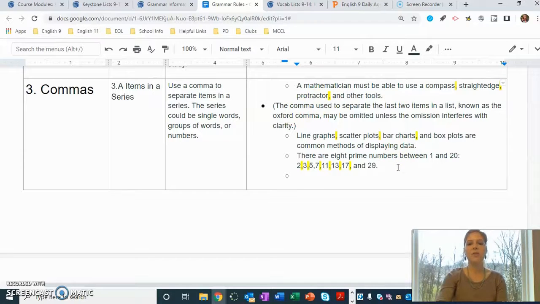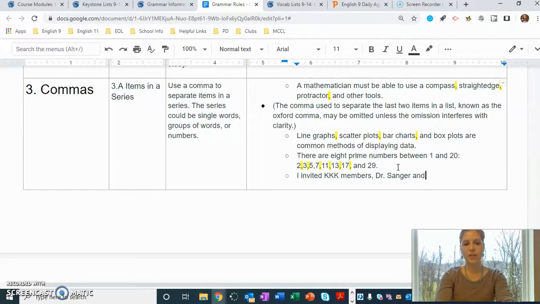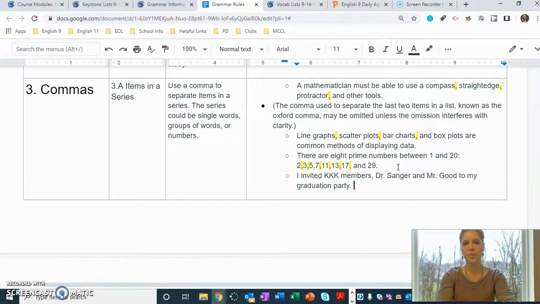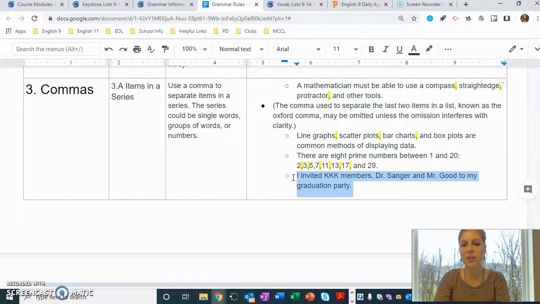But for example, if you said that I invited KKK members, Dr. Sanger and Mr. Good to my graduation party. So in this example, without the Oxford comma, it reads, I invited KKK members, Dr. Sanger and Mr. Good to my graduation party.